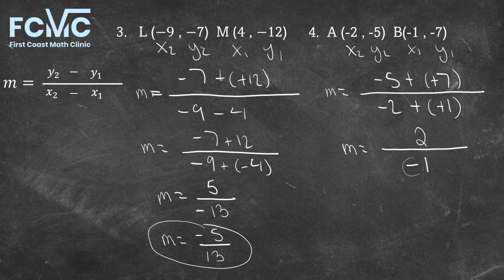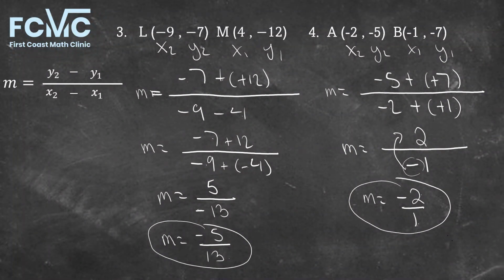Again, I like to pull that negative sign up to the numerator and make this negative 2 over 1. So we're moving down 2, but right 1. So our slope here is negative 2 over 1.